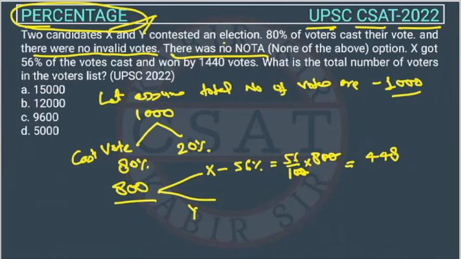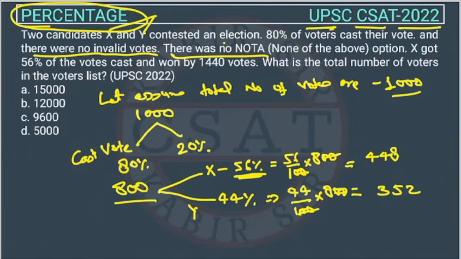And the other person Y will get how much? Y will get 44% because X is getting 56%. So the remaining votes, 44% of 800, Y will get, right? So this will be how much? This will be 352, right?